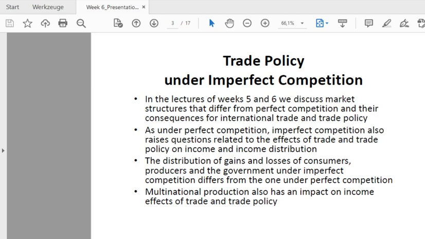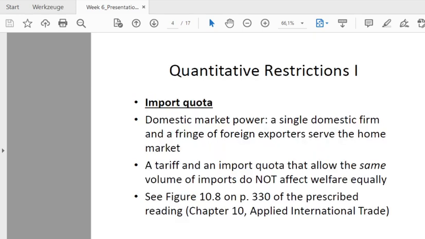Yes, we have foreign ownership, we have multinational enterprises that are active in several countries. Yes, we have supply chains, we have trade within a multinational enterprise, we have trade between multinational enterprises. So we have a number of issues that are the main features of modern international trade, and that also have a bearing on the distribution of income.